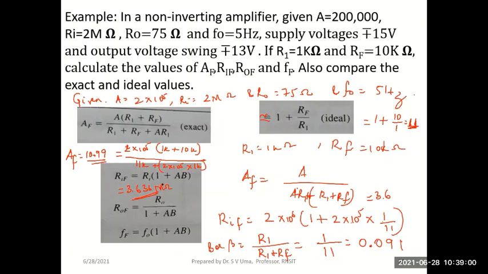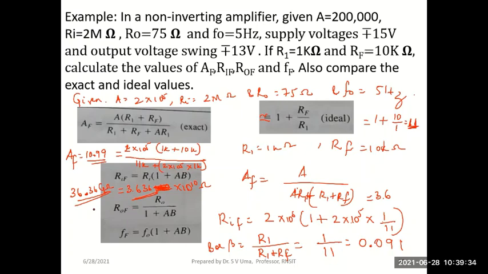3.636 into 10 power 10. Oh, that's what I'm asking. It can't be in mega, it is larger. Into 10 power 10, or in other words, I can say it is 36.36 giga ohm. 36.36 giga ohm. Okay. And what about this?